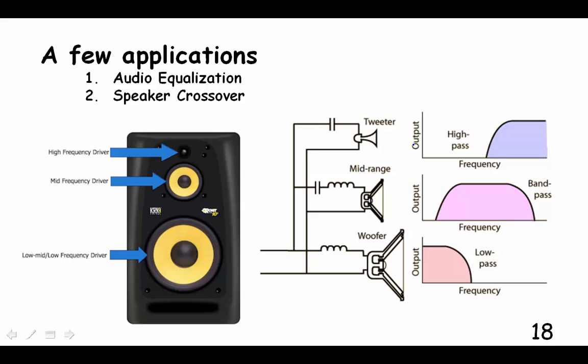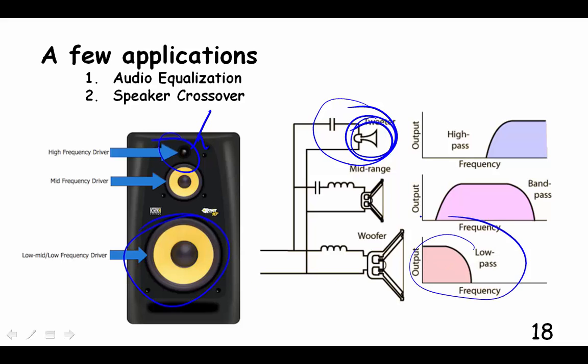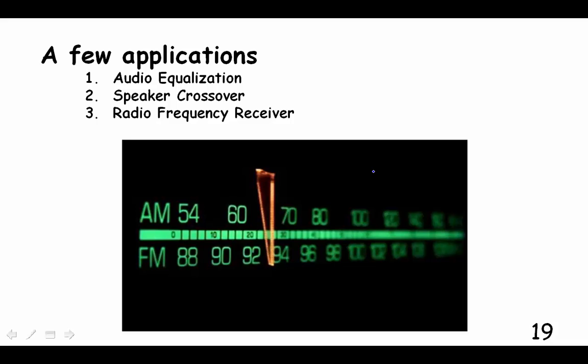Another application of a filter is speakers that we use for our stereo systems. A tweeter only gets the high frequencies, so we use a high-pass filter for it. If we allowed the low frequencies to go into the little tweeter, it would break the tweeter because it's not made to handle those low frequencies. The low frequencies go to the woofer, so we put a low-pass filter for the woofer, and the mid-range speaker gets a bandpass filter.